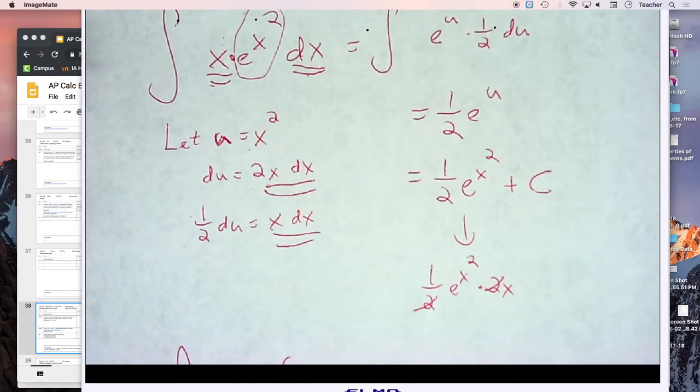Why don't you pause it for just a second, talk to your neighbor, clear up any questions before you go on to the second example.